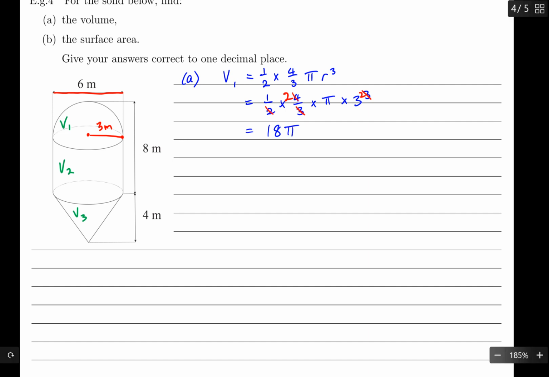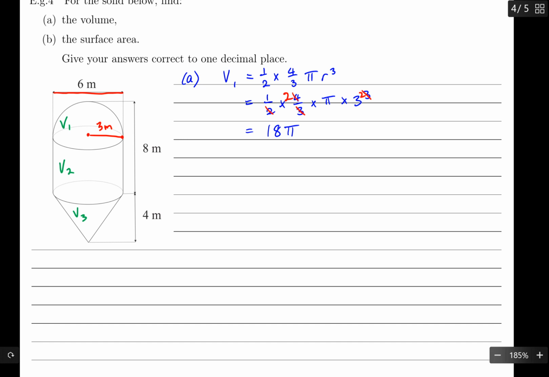I've said this before, but if you were to use a calculator here, and then use a calculator on V2 and V3, and then add them all up, you might run into troubles with your rounding, because you're adding together rounded numbers, which might not give you the answer you want. There are ways around it, but my preferred method is just to do it in terms of pi and then add it all together.